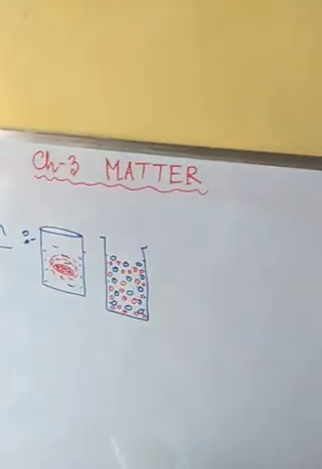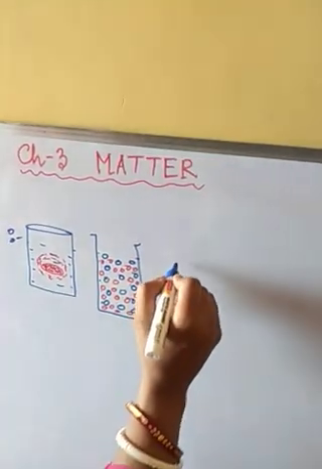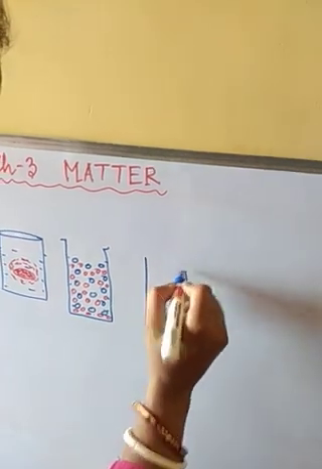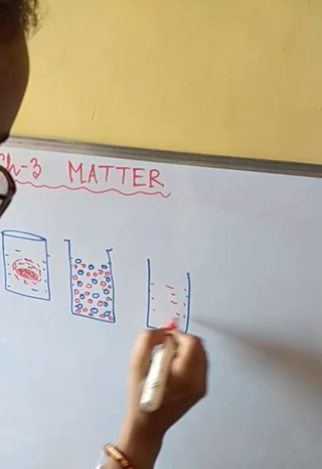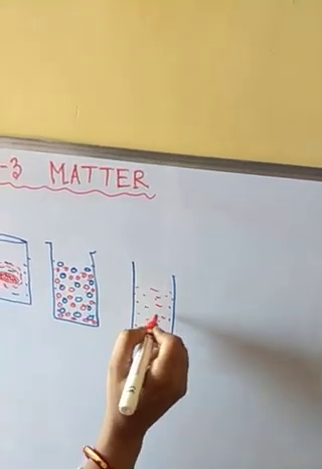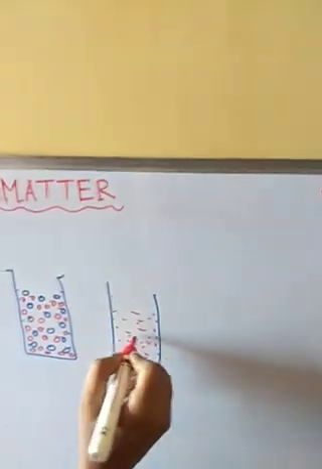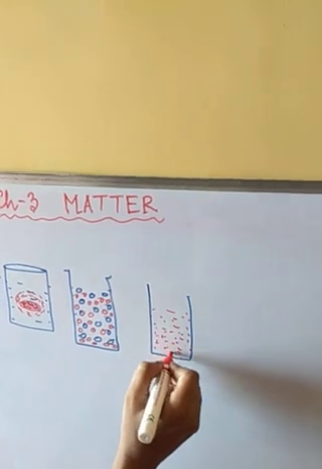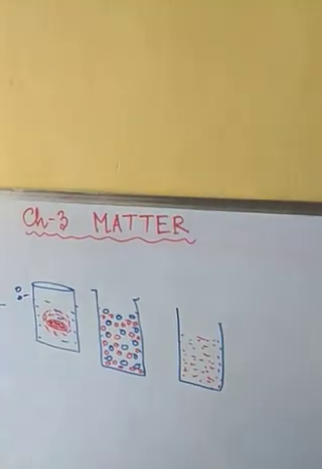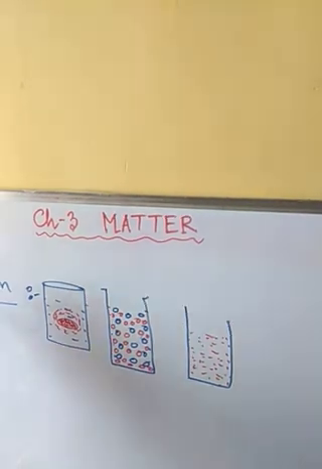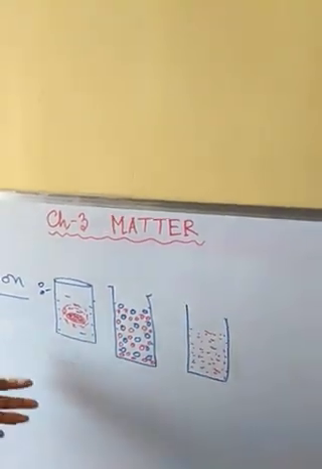So after some time, we will see the beaker having a red liquid. It will take up the color of the ink. So this is the diffusion among two liquids, water and ink.